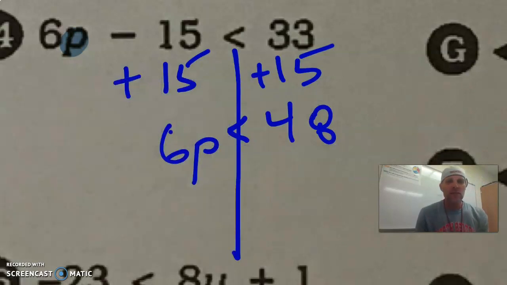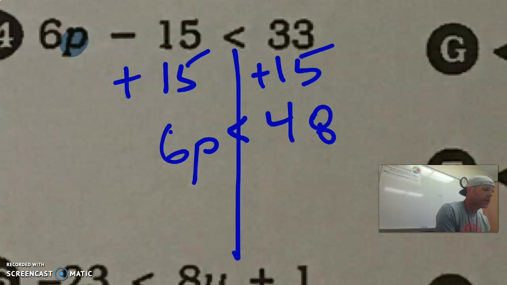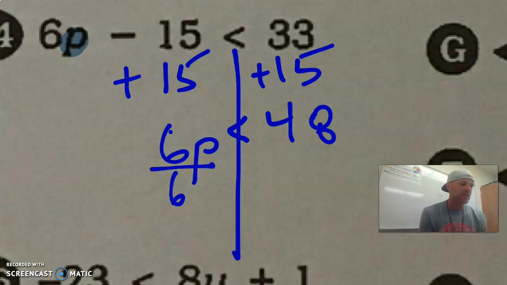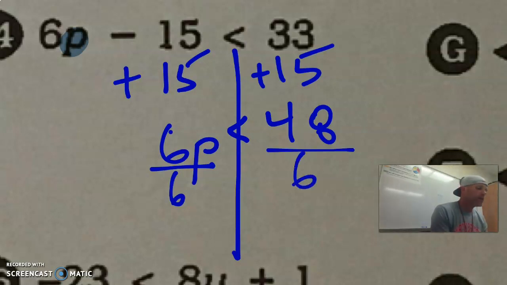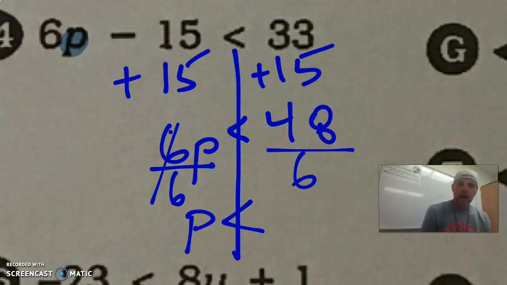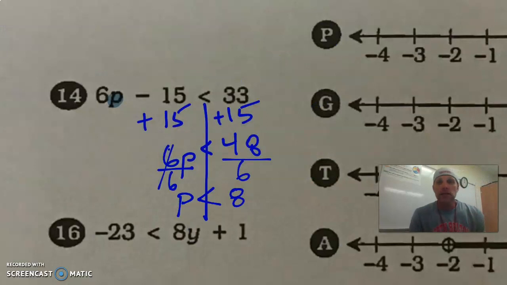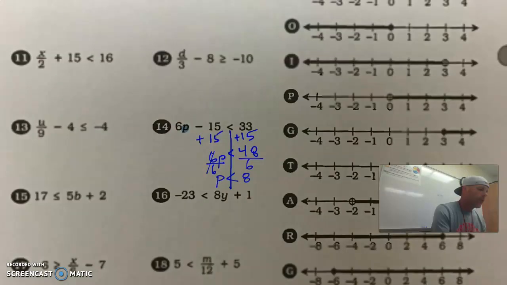6 times something is less than 48. So what's the opposite of multiplying by 6? Dividing by 6. So when we divide, you end up with 1p. So p is less than 48 divided by 6. 6 times 6 is 36, 6 times 7 is 42, 6 times 8 is 48. So p is less than 8. We don't have an equal sign, right? No. p is less than 8.